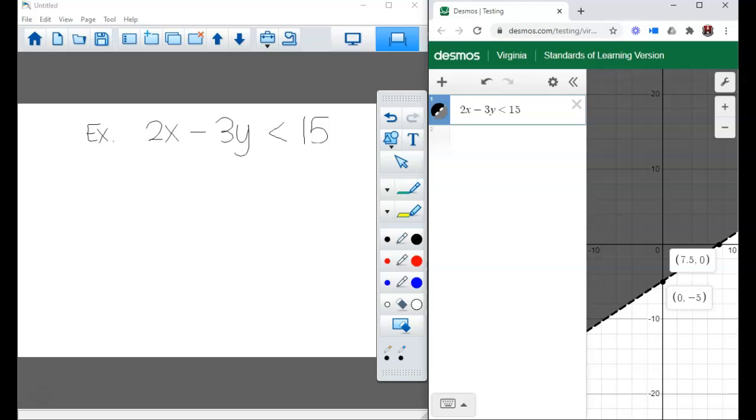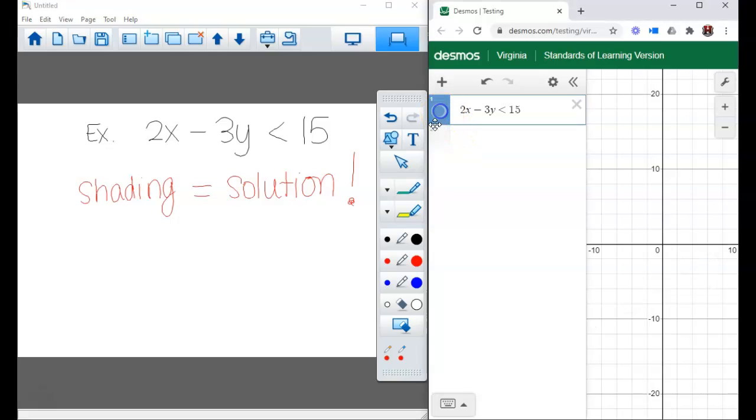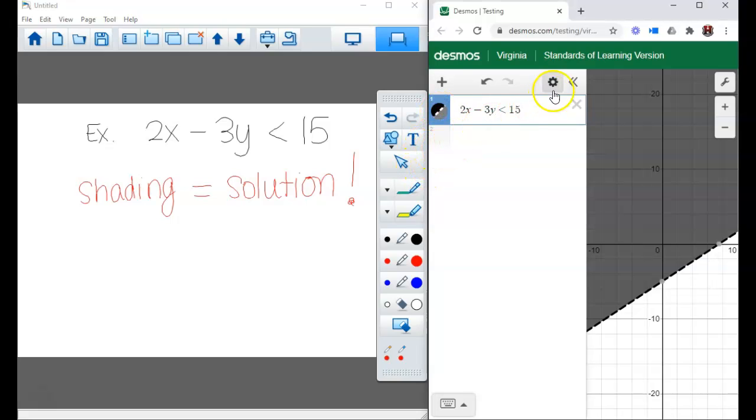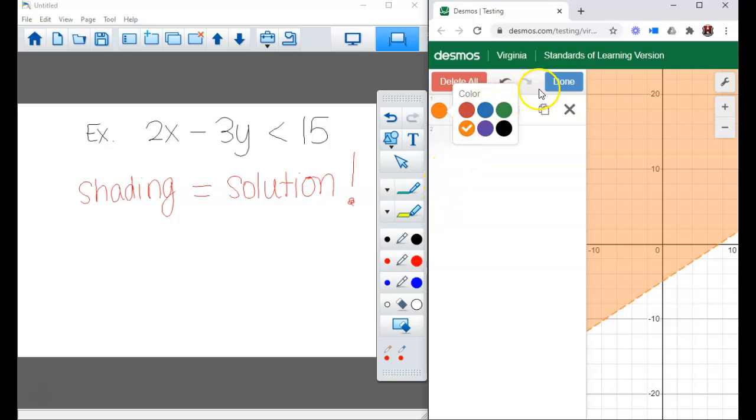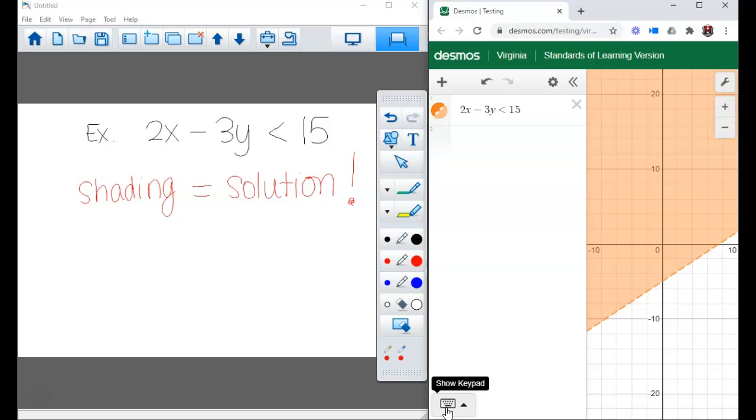Now, what you need to know is that the shading is the solution. So the shading for this is the solution. Now I'm going to see, can I change, no, that hides it. Can I change that color? Yes, I'm going to change that to orange, just so the next part of what I'm getting ready to do will make a little better sense to you.